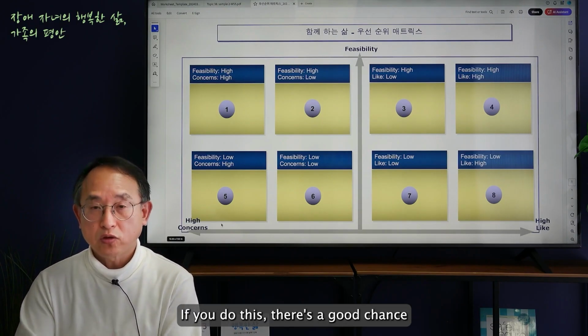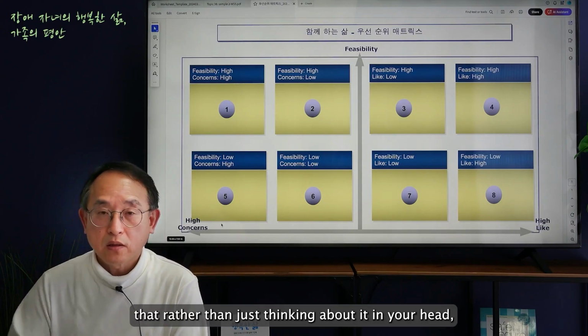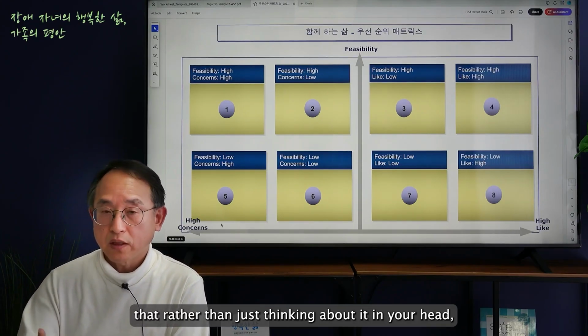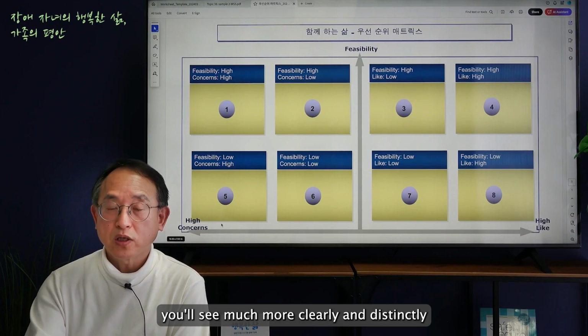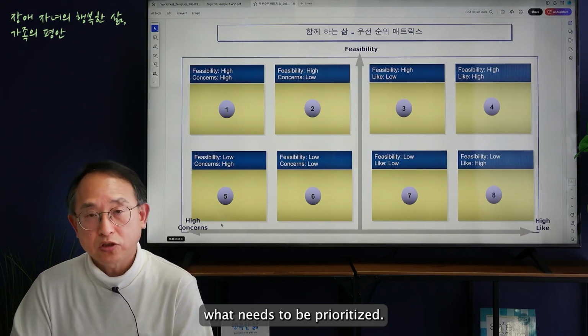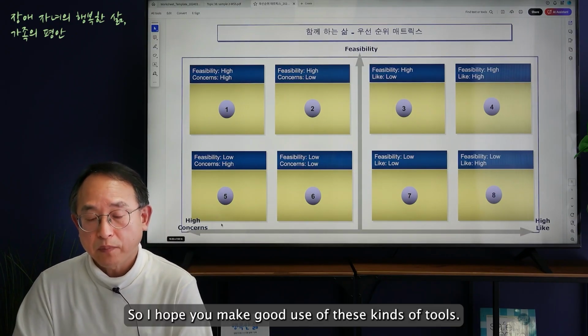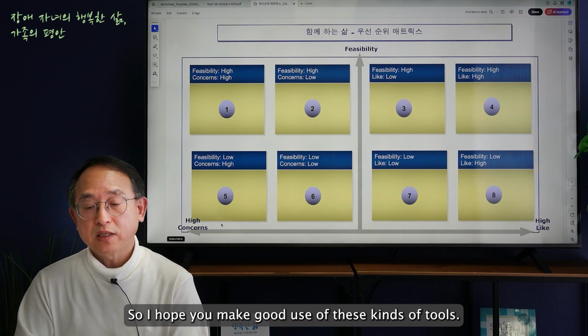If you do this, there's a good chance that rather than just thinking about it in your head, you'll see much more clearly and distinctly what needs to be prioritized. So I hope you make good use of these kinds of tools.